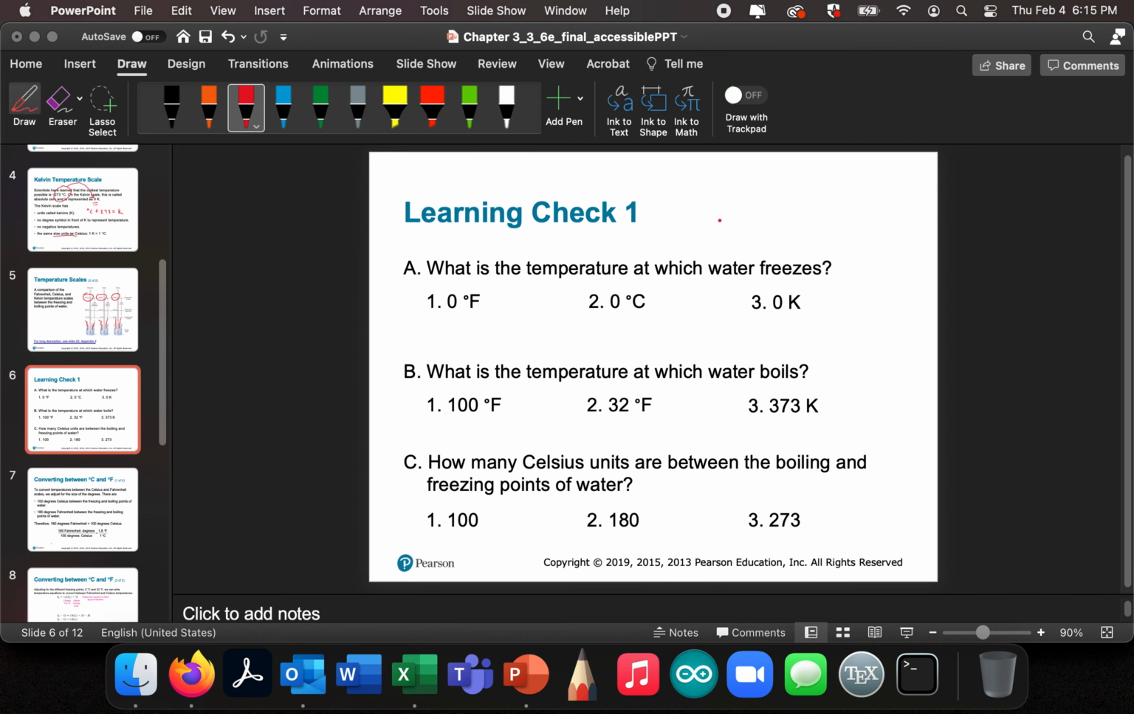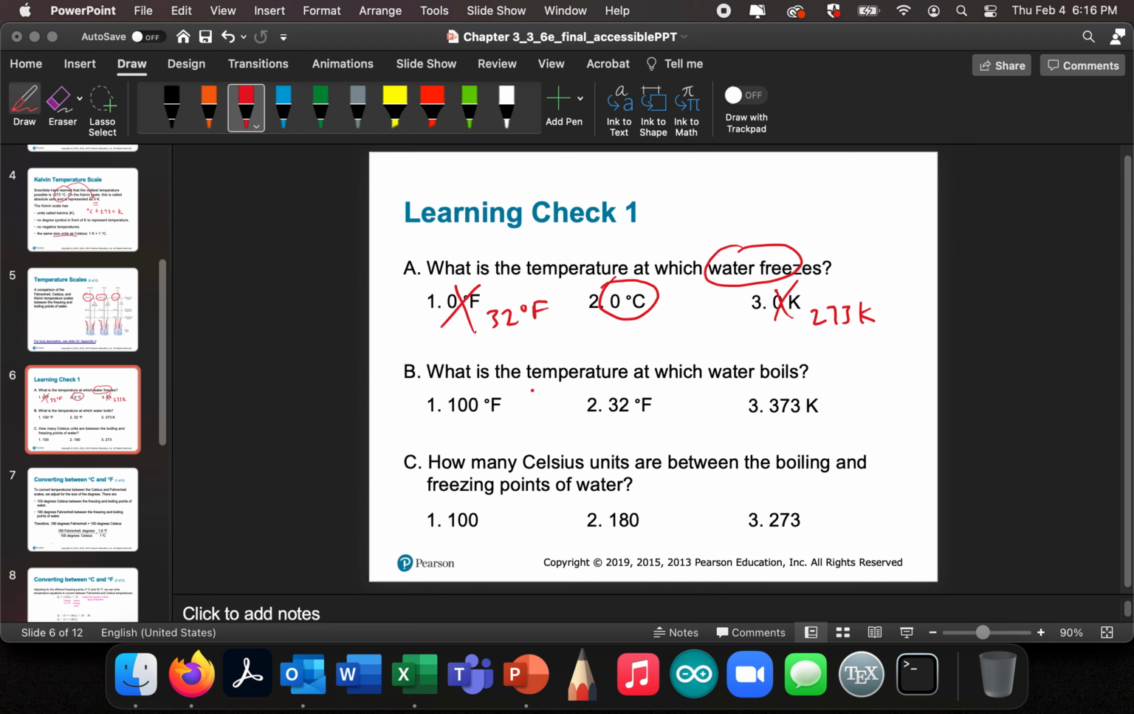Let's do a learning check real quickly. Pause the video, choose the answers for these, and come back. Okay, let me suppose you paused it. Let's talk about freezing. Freezing of water is 0 degrees Celsius, right? It's not 0 Fahrenheit. That's 32 degrees Fahrenheit. And it's not 0 kelvins. That's really 273 kelvins, right? Okay, so it's 2. That's the correct answer here.